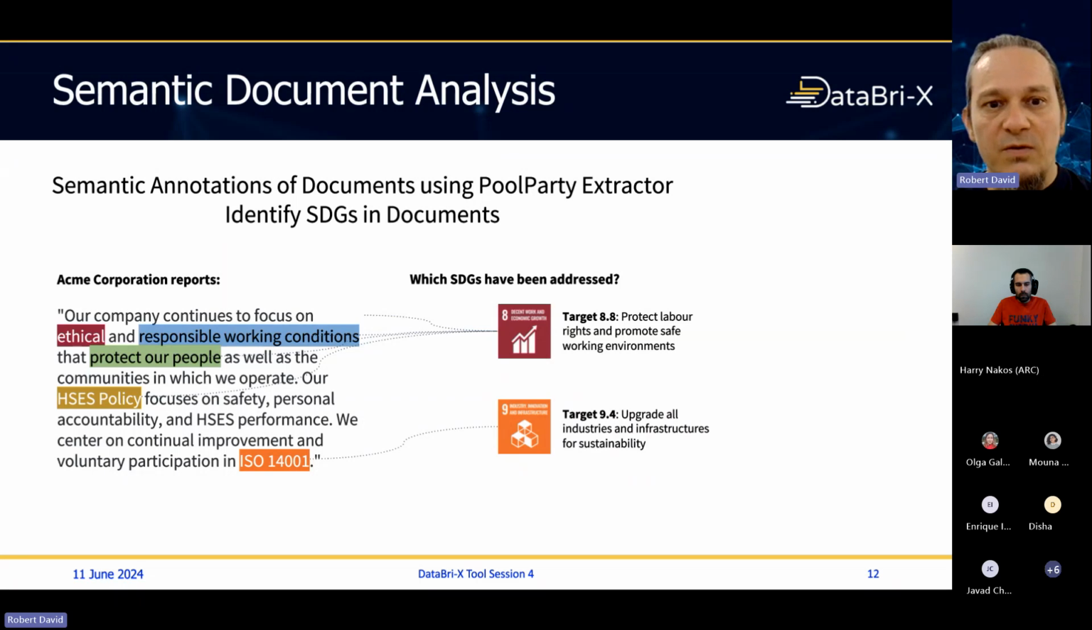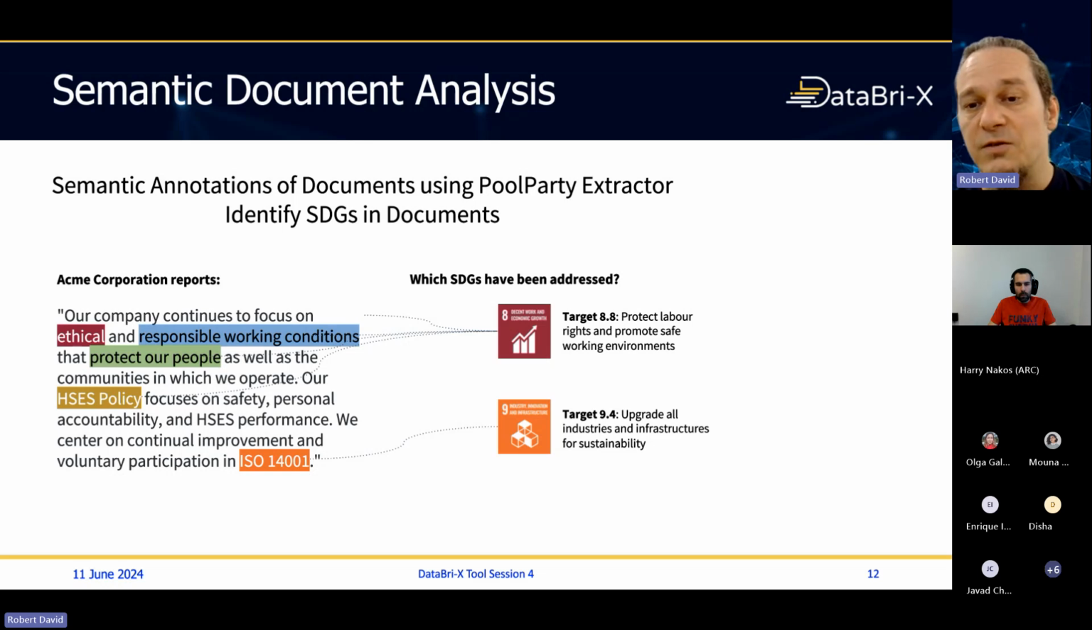So how does that look in more detail? Here we see an example from the ESG domain using the ESG core knowledge model. On the left side, we see a part of a document. This is a sustainability report. And on the right side, we see the concepts that were identified in the document.